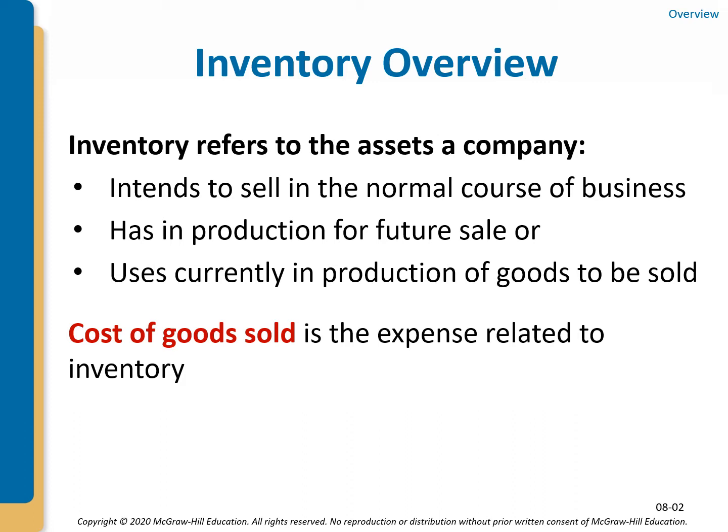Cost of goods sold is the expense related to inventory. So a company has inventory, and when it sells something from that inventory, the cost or the expense associated is recorded in cost of goods sold.